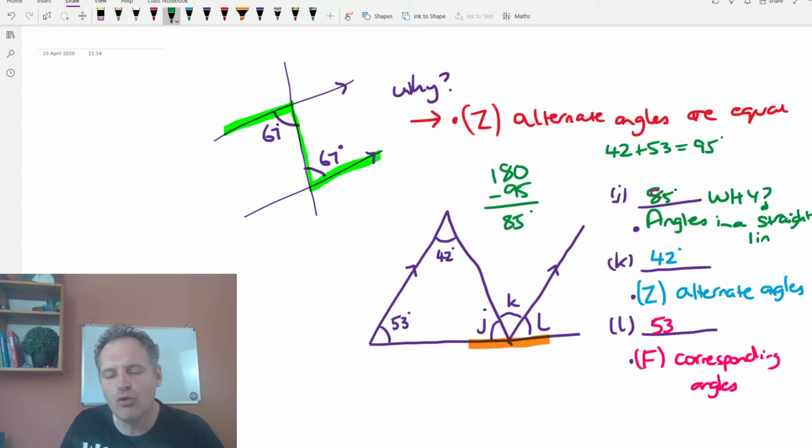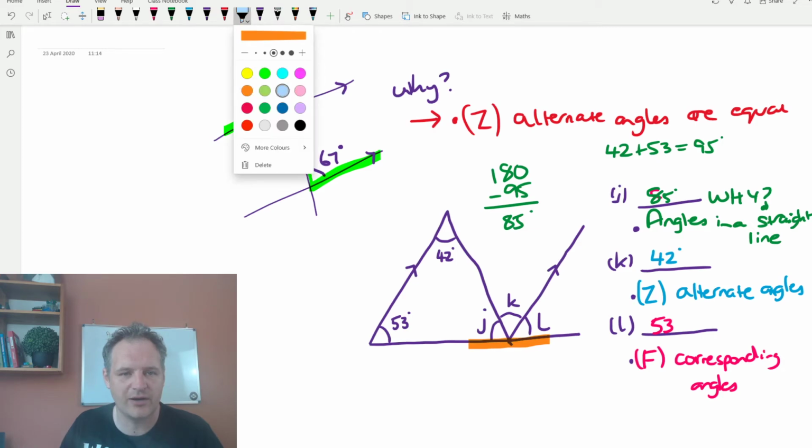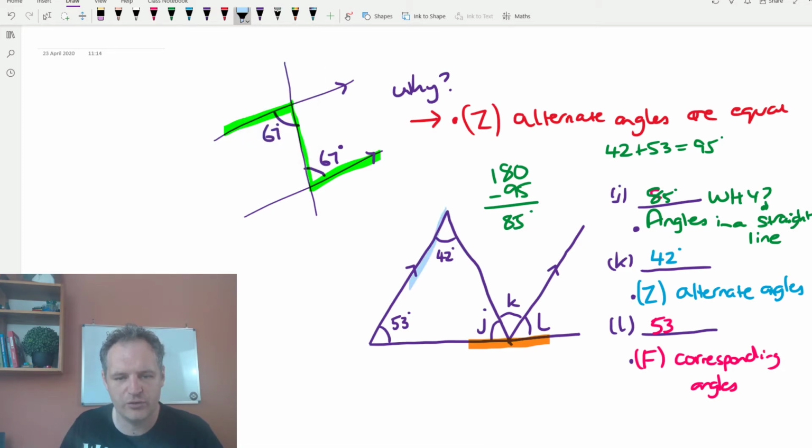But you are wrong if you don't put angles in a straight line unless you put a different reason, which is absolutely fine. You are allowed to put a different reason, and the different reason could be, just to try and use a different highlighter as well, I could have used angles in a triangle are 180. I didn't have to do straight line. I could have done angles in a triangle. So either of those methods would have been correct.